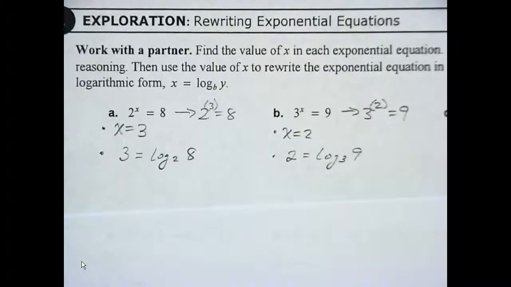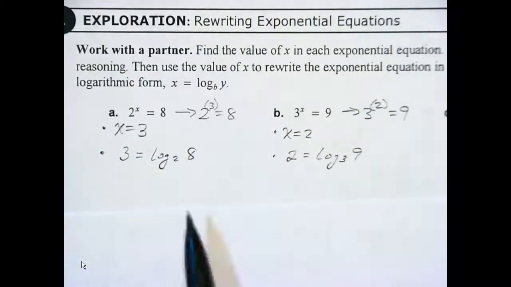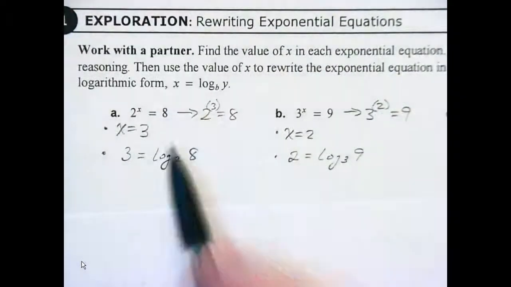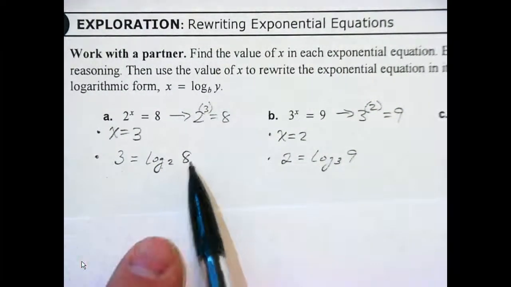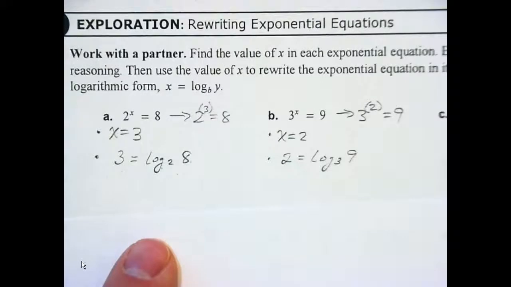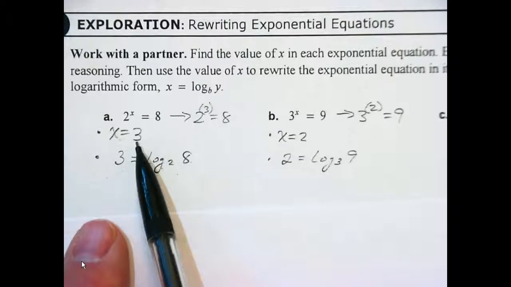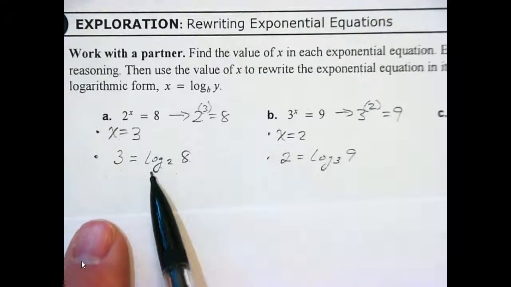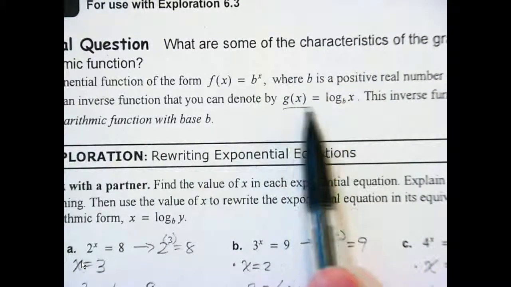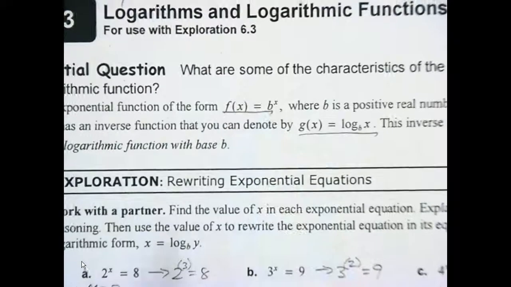Part A. 2 to the third power is 8. Okay? You can write it in log form. 3 equals log base 2 of 8. Cool. Okay? How many of you got the 3? How many got this? Okay, so that goes back to what this said up here, right? How many read that?